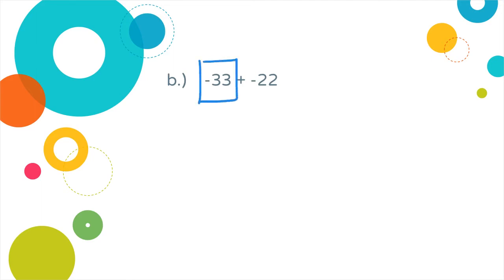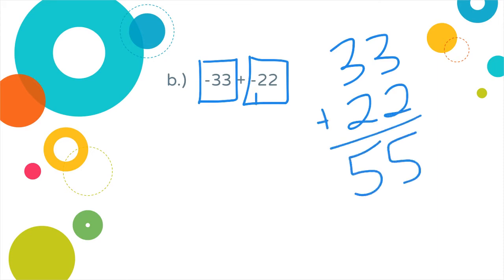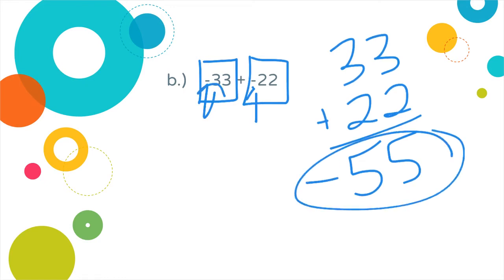You have a -33 and a -22. Negative and negative means they're the same sign, so you add them and keep the sign. 33 plus 22 is 55, and your sign in front of them is a negative, so your answer is negative. Your answer is -55.